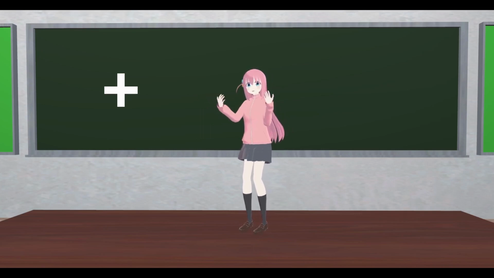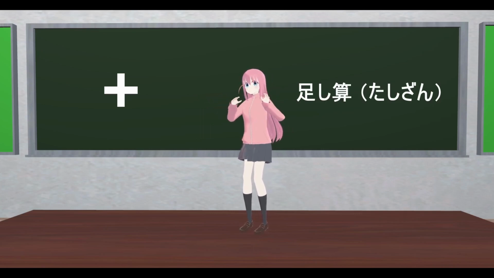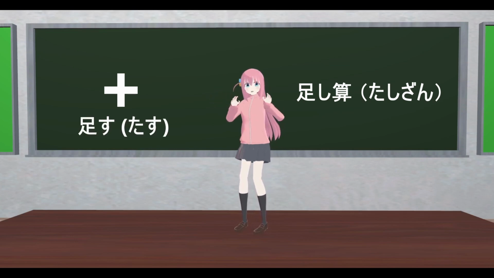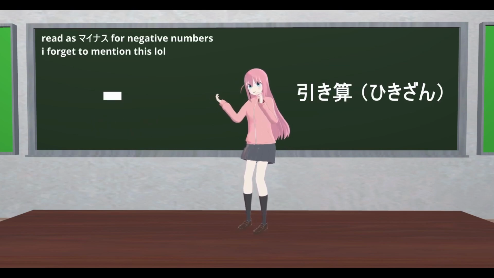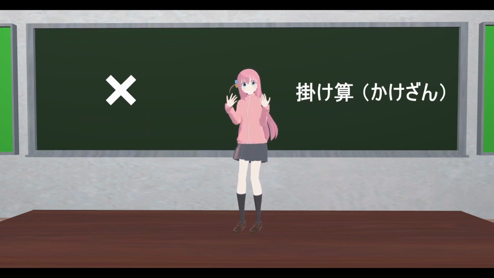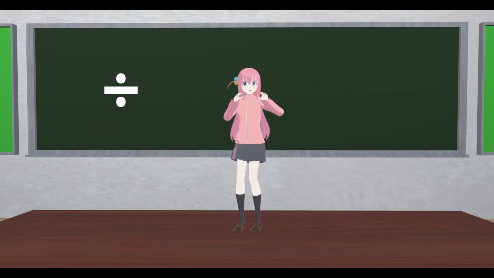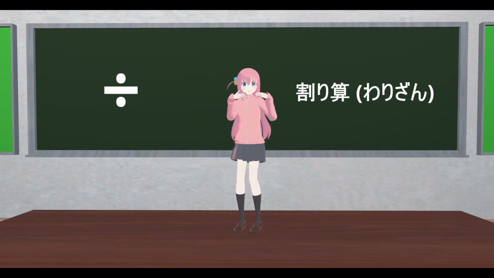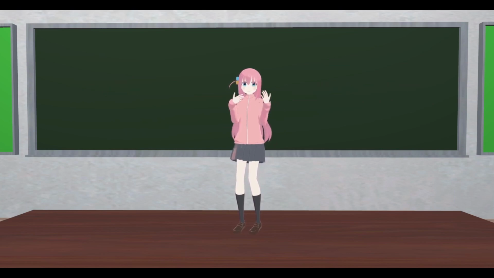The Japanese word for addition is tashi zan, and the symbol is read as tasu. Subtraction is hiki zan, and the symbol is read as hiku. Multiplication is kake zan, and the symbol is kakeru. And finally, division is wari zan, and the symbol is read as waru. So these are all basic Japanese words.